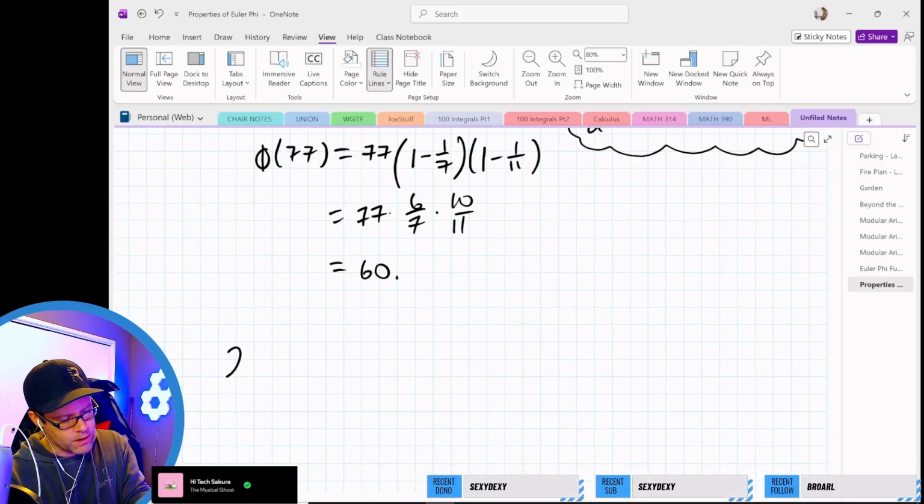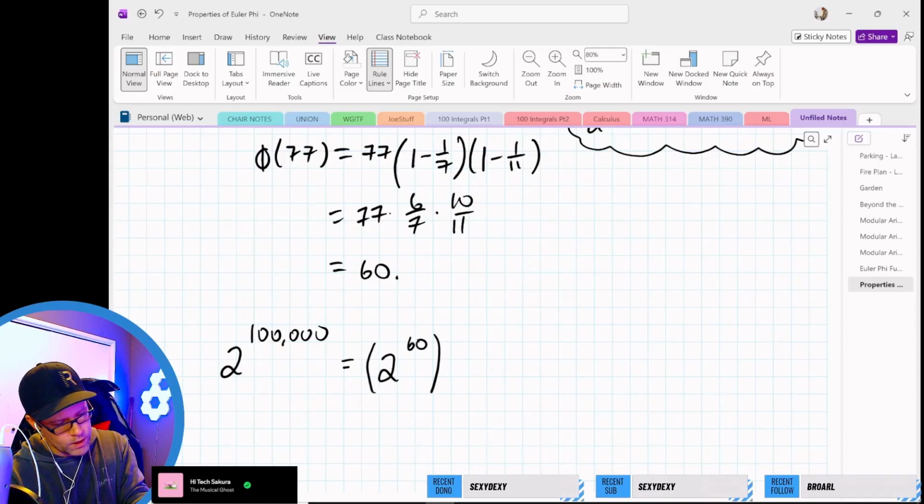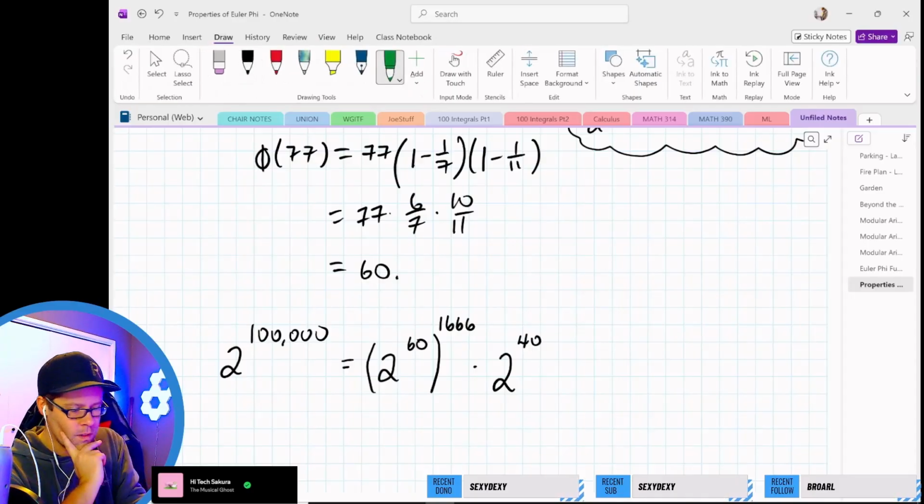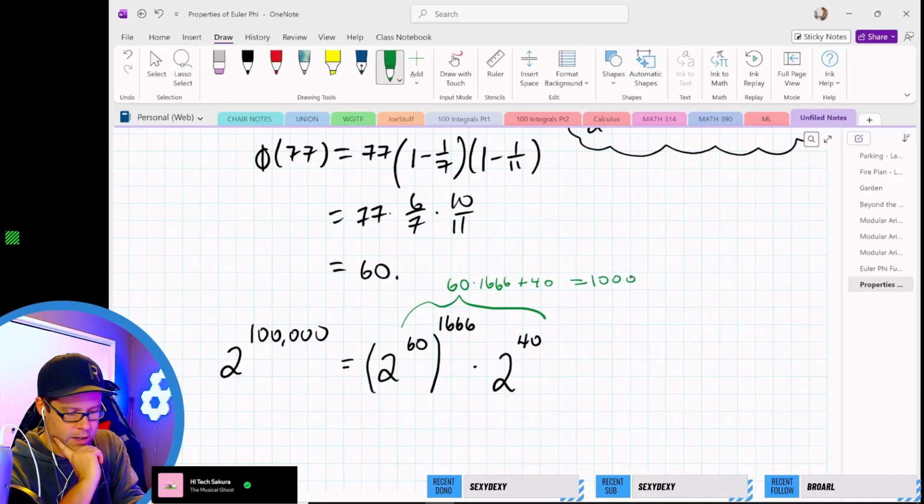So let's see if I am doing this properly. I'm going to say that this is equivalent to 2 to the 60, raised to the 1666, and then I need to multiply this by 2 to the 40. So let's see if that makes sense. We know, based on our exponentiation rules, that this should be 60 times 1,666 plus 40, and we know that's equal to 100,000. Okay, so I think I did this properly.